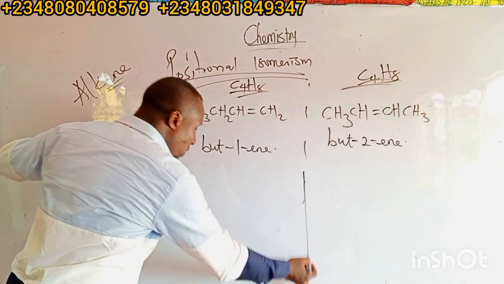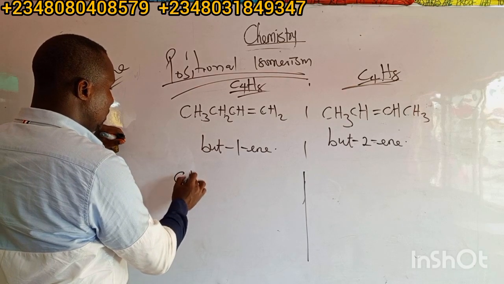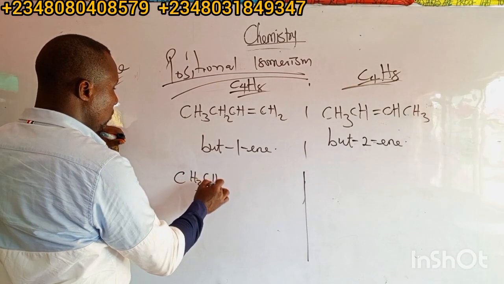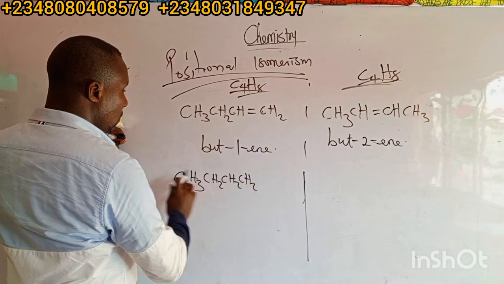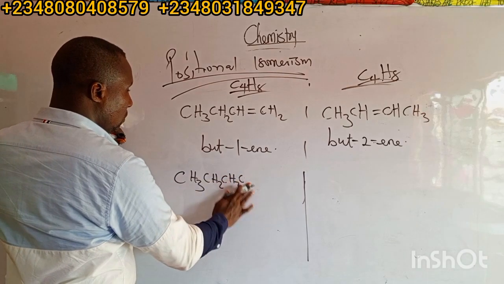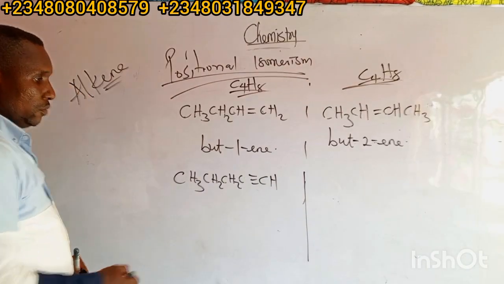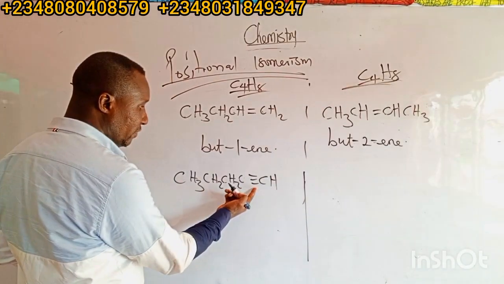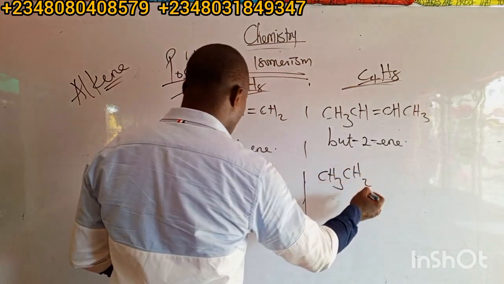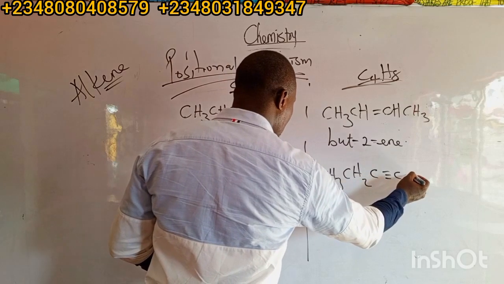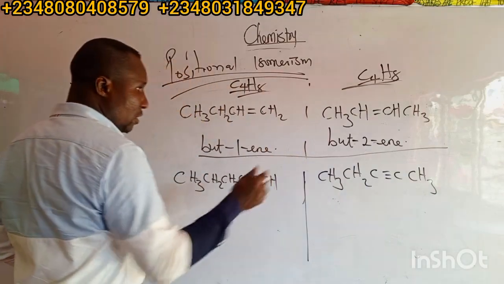Another example, look at this. When you have this, look at this. If I have CH2, 1, 2, 3, 4, okay? Where you have CH. Look at this. And let me change the position of this. I will have CH3. This is example number one.